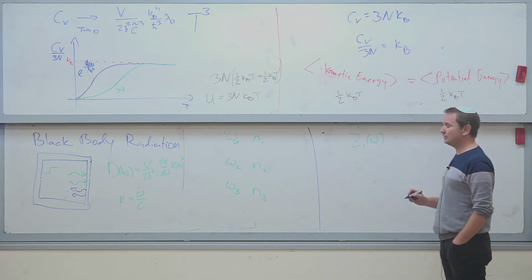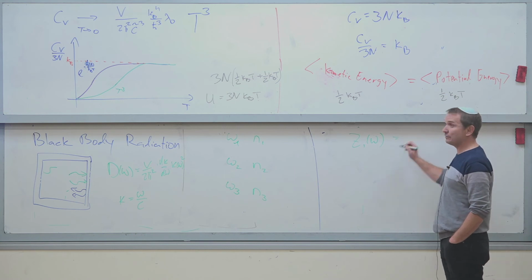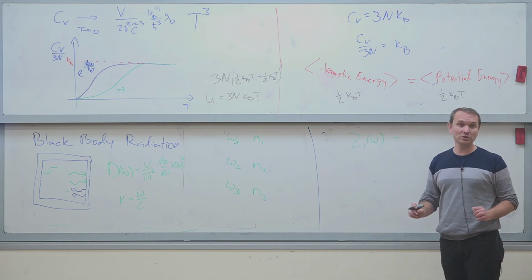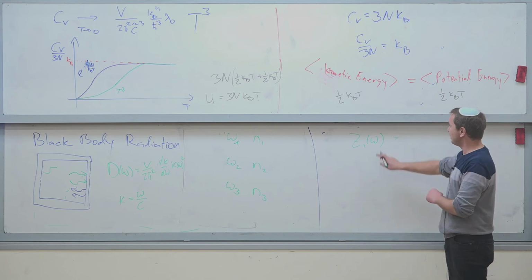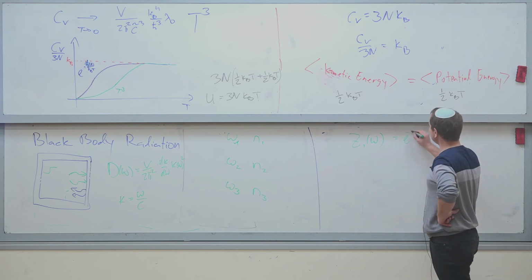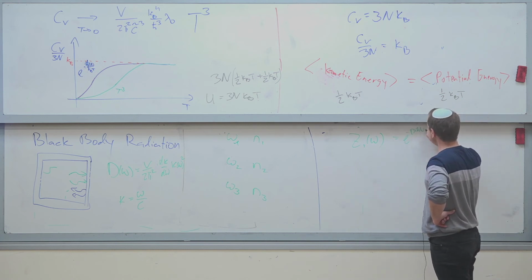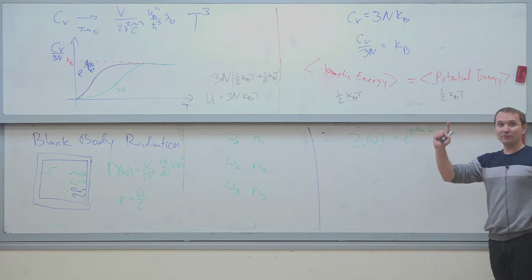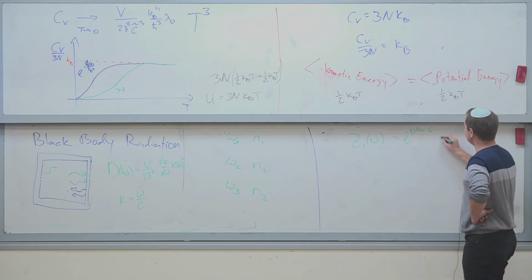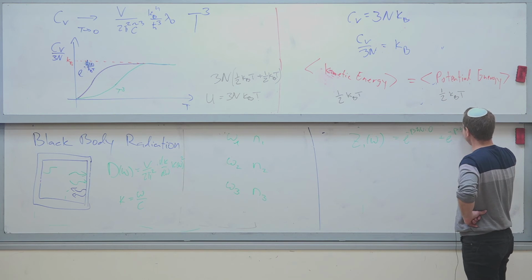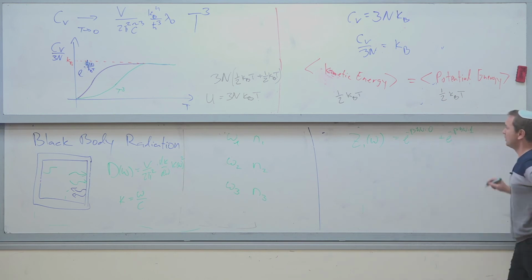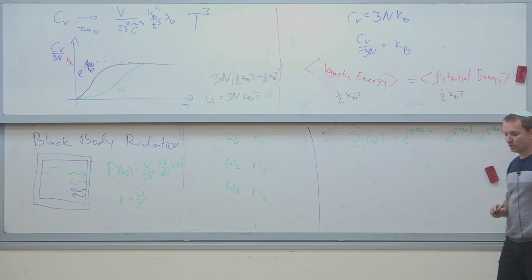So we can have 0 particles with frequency omega, so it's e to the minus beta h bar omega multiplied by 0. We can have only 1 photon, right? So minus beta h bar omega multiplied by 1. We can have 2 photons, e to the minus beta h bar omega multiplied by 2, plus etc.